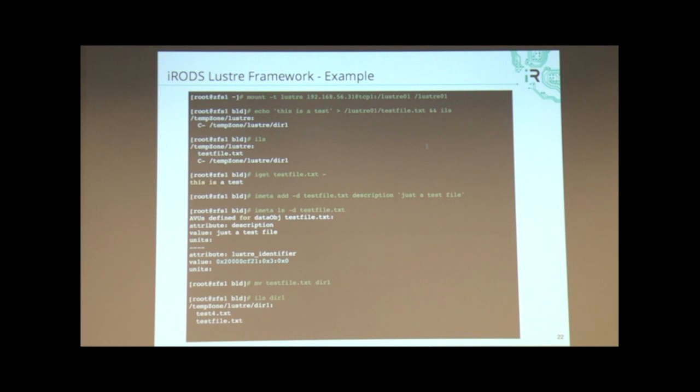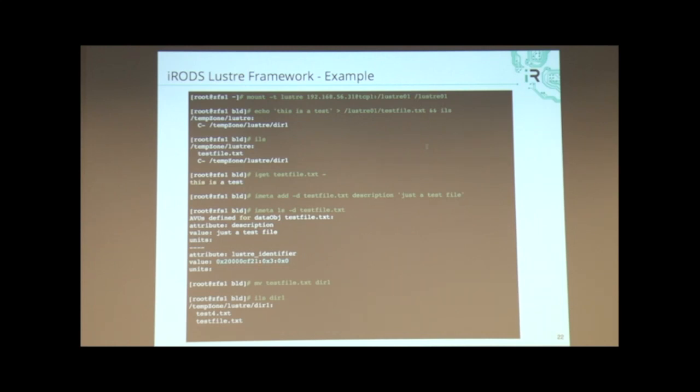And then I just created a file. I did a quick ILS and showed you what was in iRODS, in the temp zone Lustre DR1. There was nothing there, and then a second later I did another ILS, and you'll see that the file has been registered in iRODS. Through the iRODS API, I can get the file information. I can also list the metadata on the file. The Lustre identifier is one of the metadata that the connector automatically writes so that it can track the Lustre object to the iRODS object.